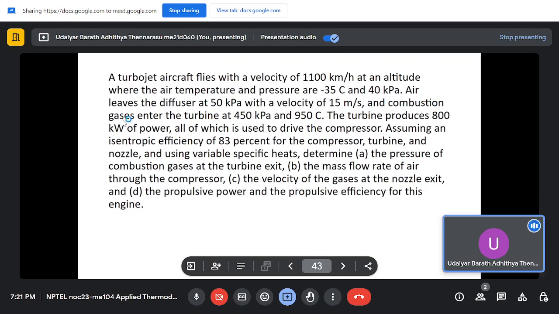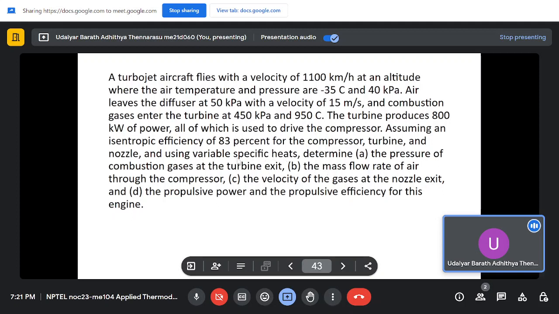Exit of the diffuser is 50 kilopascal and 15 meters per second. Then combustion gases enter the turbine at 450 kilopascal and 950 degrees Celsius. The turbine produces 800 kilowatt of power. The turbine work is given, all of which is used to drive the compressor, assuming an isentropic efficiency of 83% for the compressor, turbine and nozzle, and using variable specific heats.